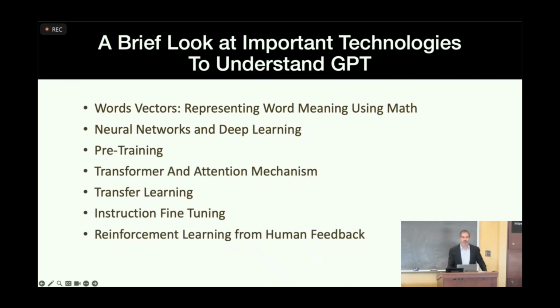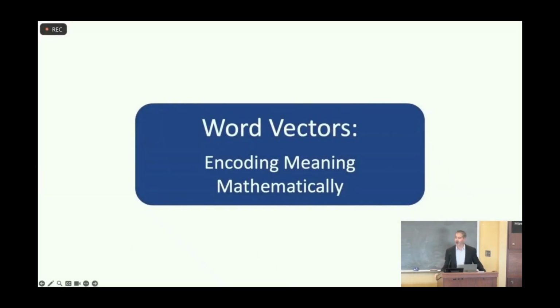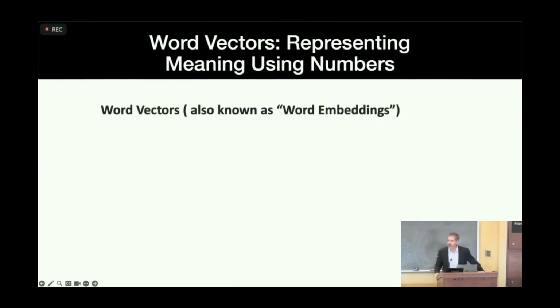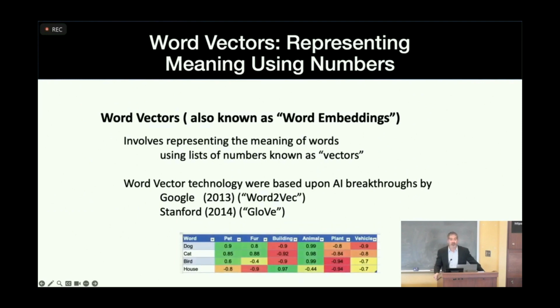Okay, so the first thing we need to understand is the idea of word vectors. These are also called word embeddings. You'll see them somewhere, but the general idea, there's a huge breakthrough, is the fact that you could take the meaning of words and encode them mathematically. So no one really thought you could do that back before this happened in 2012. This was invented by Google, again, one of the bigger breakthroughs, and also Stanford came up with this.